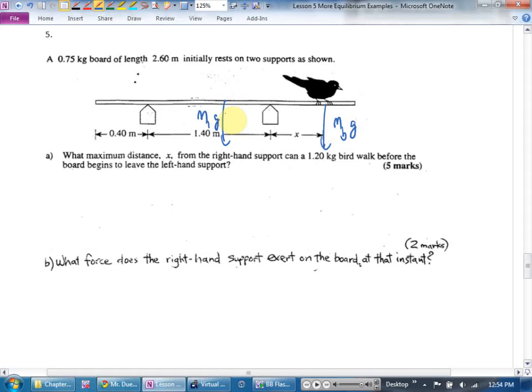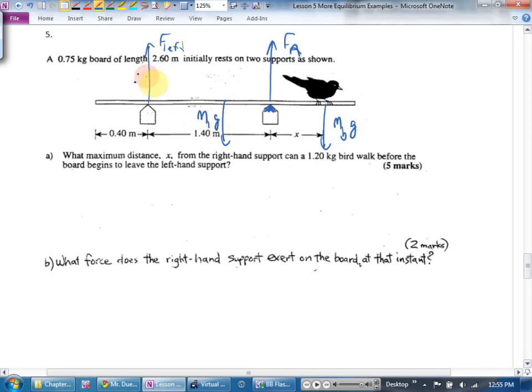Put your pencils down. Here's the most common mistake. Kids do this, F right. And then they do this, F left. And the reason that that's incorrect is, if I mathematically put my pivot there, don't write this down, what direction is this wanting to torque? Clockwise or counterclockwise? Clockwise. You might not have balanced torque. In fact, you don't have balanced torque.